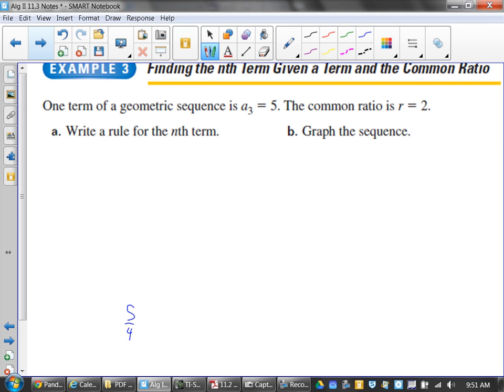Don't worry about graphing. We're not going to worry about graphing. Graphing geometric sequences, it's graphing exponents. It's something we'll do later. But like I said, we're kind of doing everything out of order right now.